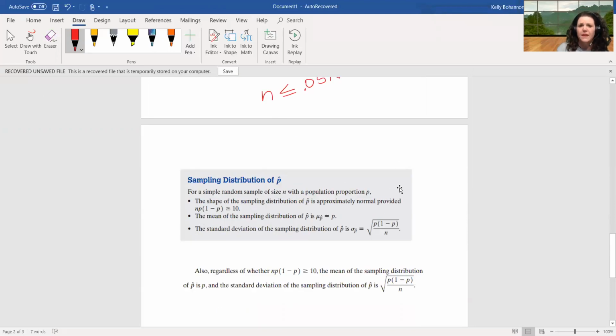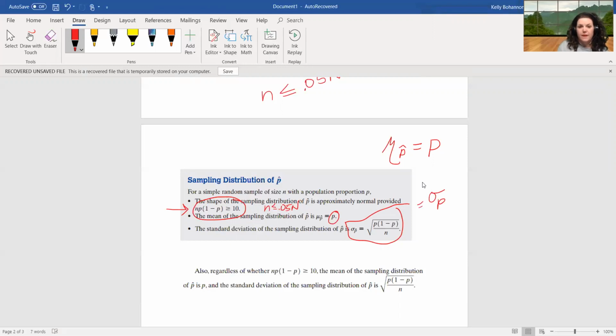So with all that in mind, for a simple random sample of size n with a population proportion of p, the shape of the sampling distribution is approximately normal, provided that this is true and provided that n is less than or equal to 5% of the population. The mean of the sampling distribution of p hat is the population proportion. So I'm going to say that again. The mean of p hat, the mean of the sampling distribution, is the population proportion. So if you know the population proportion, you know the mean, provided that these two rules are true. And then the other thing is, this formula is used to find the standard deviation of p hat.